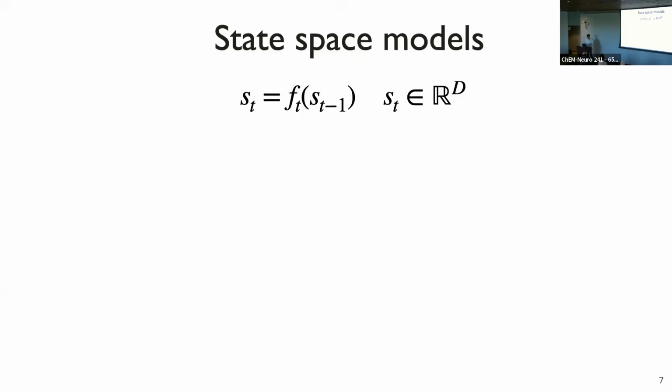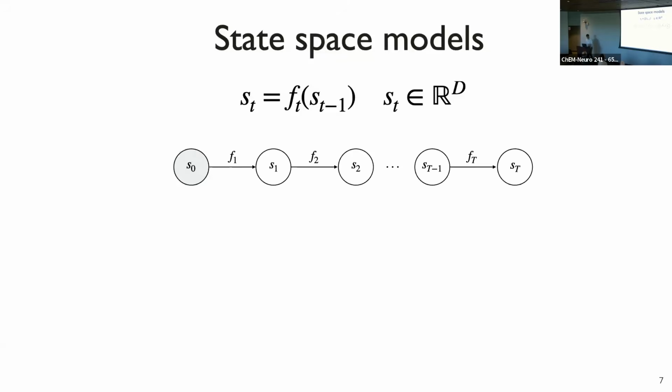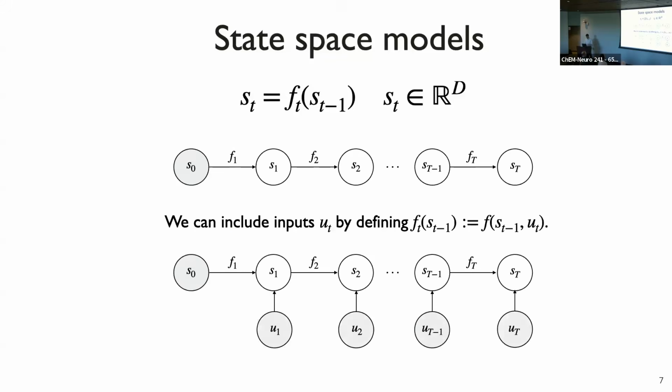So a state space model: there's a state at time t-1, F gets applied to it, and we move to state at time t. We can roll this out from some initial condition, s sub 0, where we know what it is, and we can roll out that state space model evolution over time. Of course, we can include inputs.